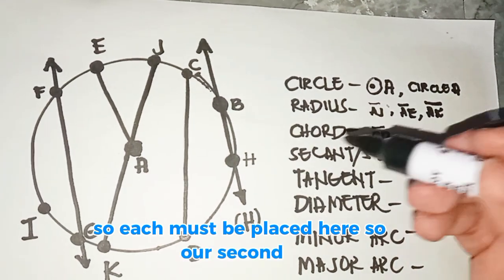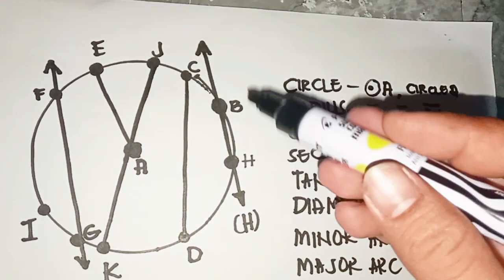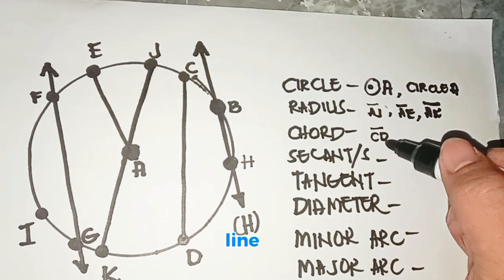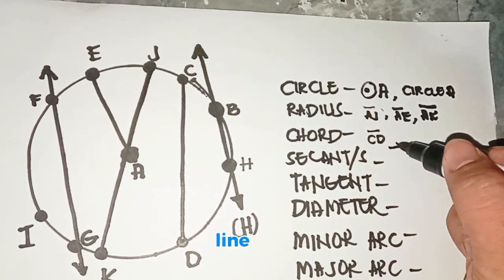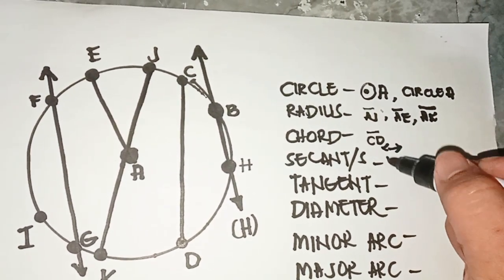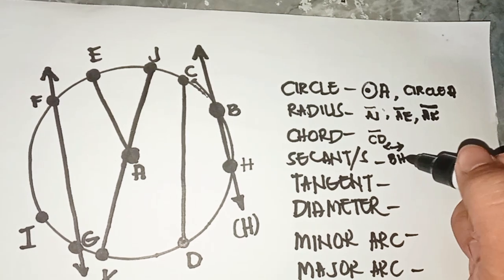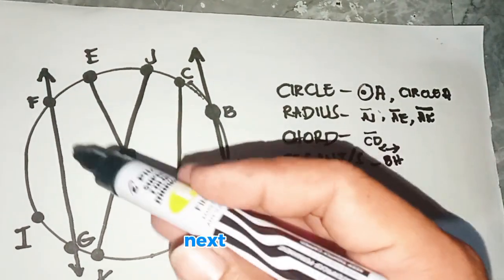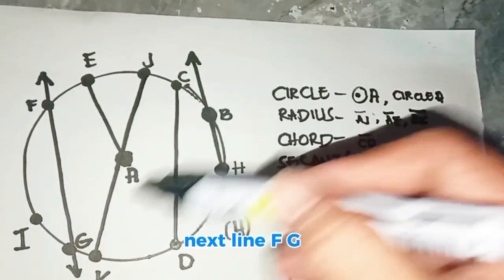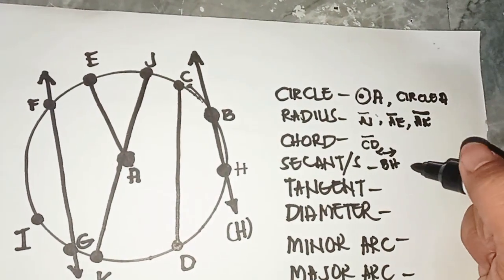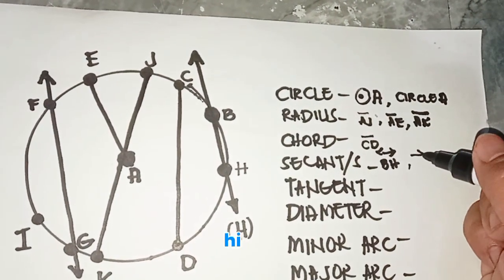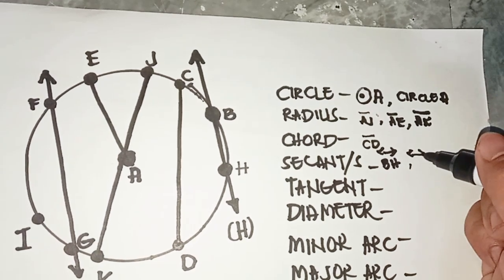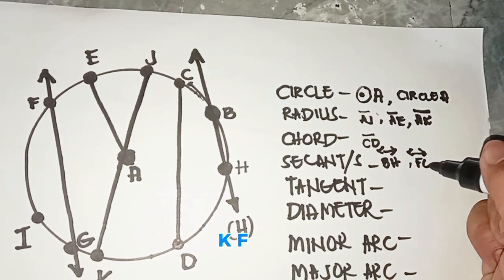So our secant is line BH. I'm pertaining to this. Next, line FG.